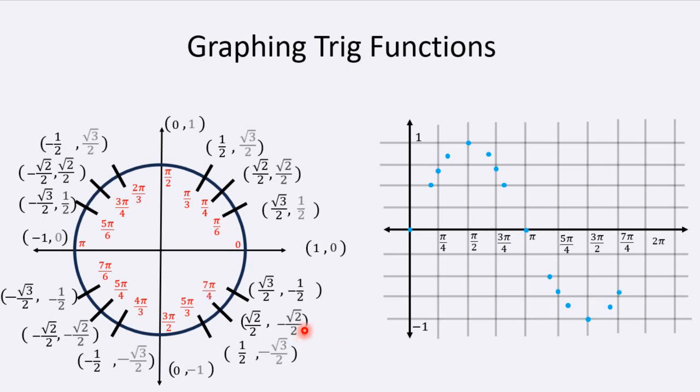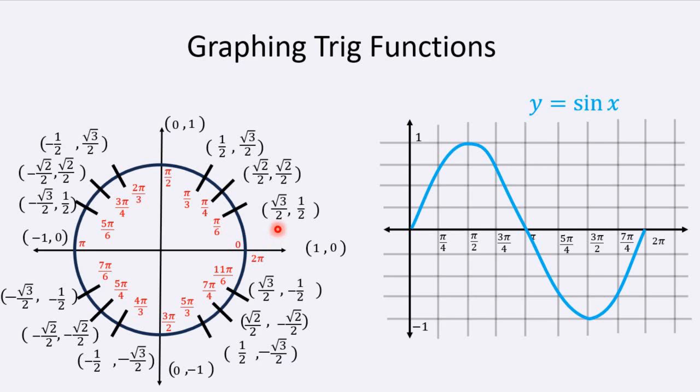I get 7 pi over 4, negative square root of 2 over 2. I get 11 pi over 6, negative 1/2. And then I'm back to 2 pi, and I'm back to 0. This is what the graph would look like. And all you have to do is connect all these with a smooth curve, and you'll get this, y equals the sine of x.